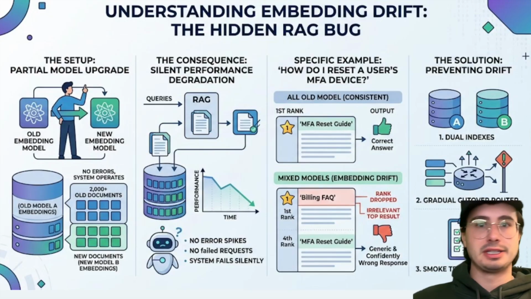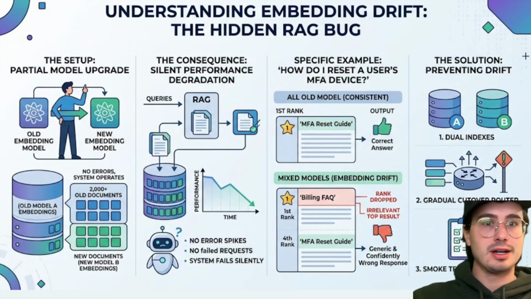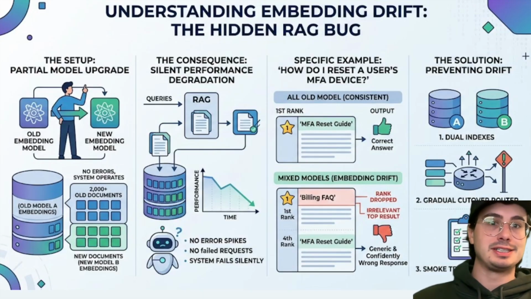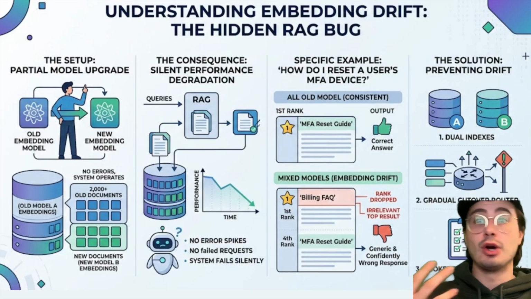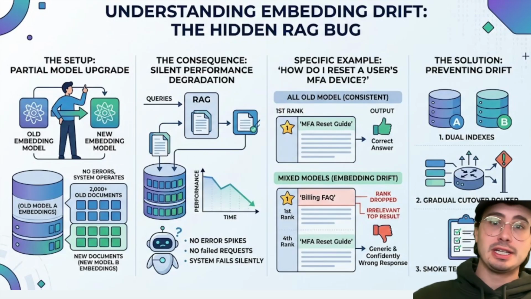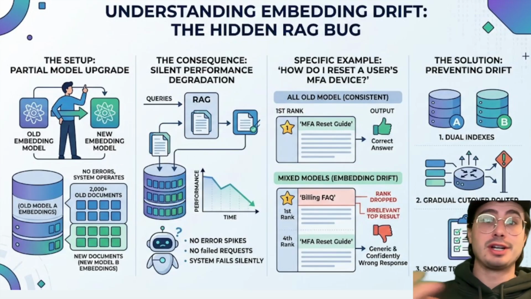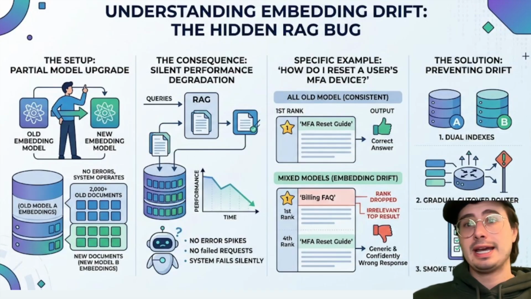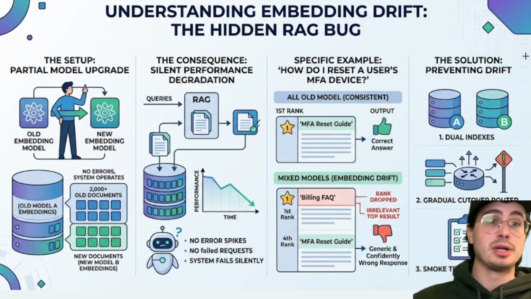And again, nothing broke. That's the problem. It won't spike your error rate or trip a runtime alert. It'll just show up three weeks later as "the chatbot got dumber," and by then, no one will remember that the embedding model got bumped. So today, I want to talk about the migration playbook that prevents that, with dual indexes, a gradual cutover pattern, and a smoke test that you run before flipping production traffic. So without further ado, let's get into it.